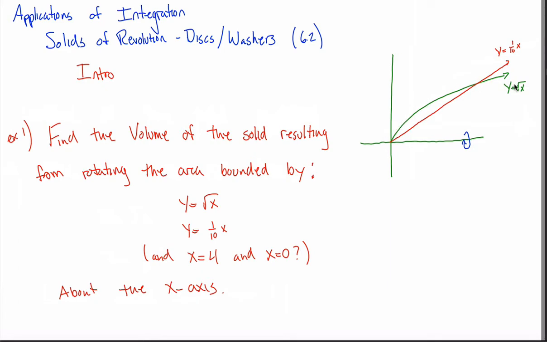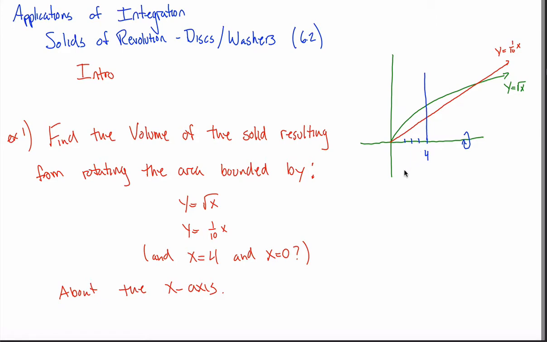I sketched the square root of x for you in green, and y equals 1/10 x, that's sketched in red. And if you think about what x equals 4 looks like, you just have to go out here to 4. So I don't know, maybe it's right here. This isn't drawn to scale. And x equals 4 is this vertical line right here.